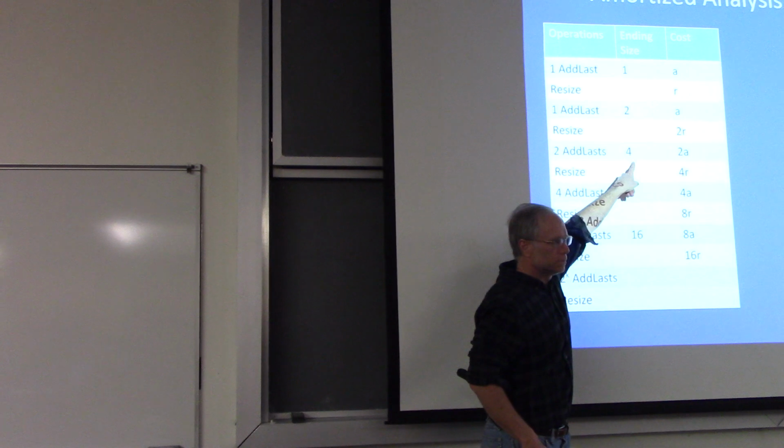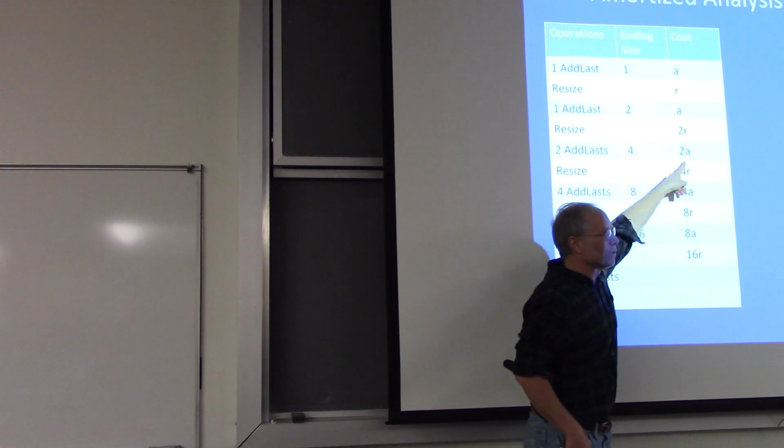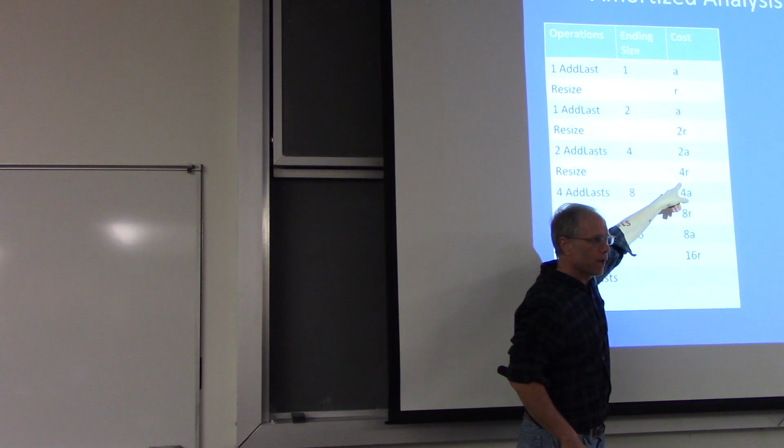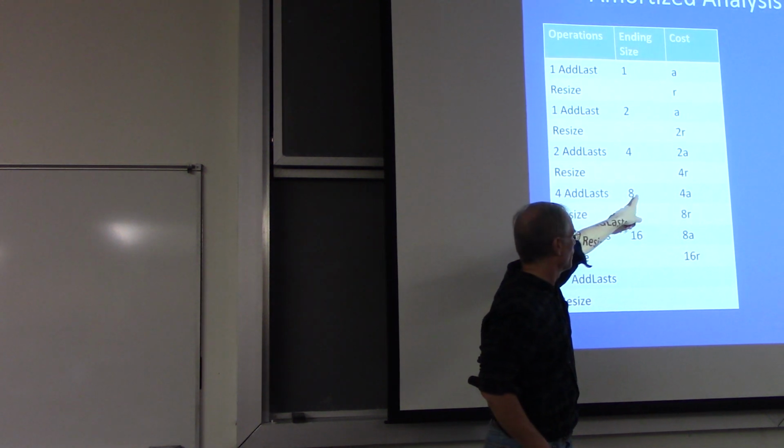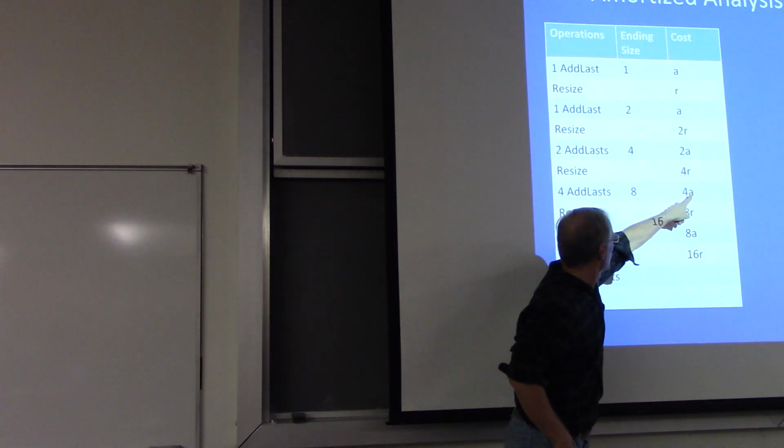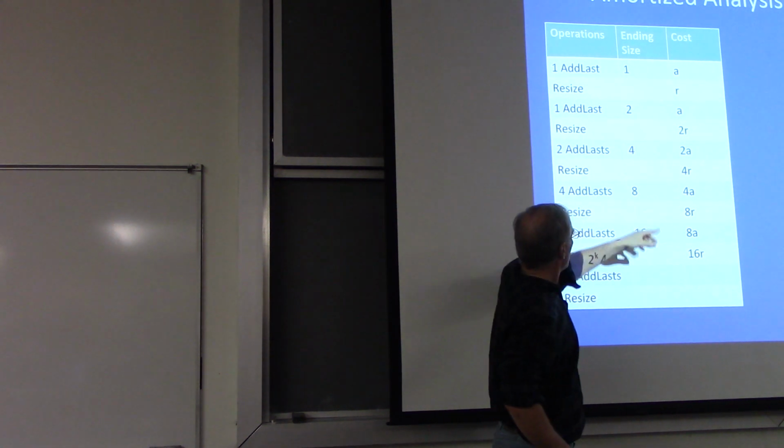That triggers a resize. There are 2 elements, the array is full, so it's got to double to 4. How many elements are copied over? 2. That's all that's in there, and that's a cost of 2R. We're paying a cost of R for each element that gets copied over. So now we have 2 elements. We add 2 more to fill the array to reach a size of 4. So that's a cost of 2A, and 4R for the copy. Now 4 add lasts get us to 8. That's a cost of 4A.